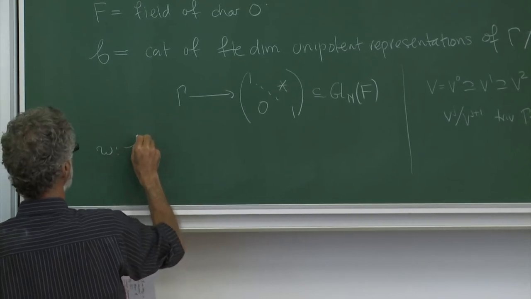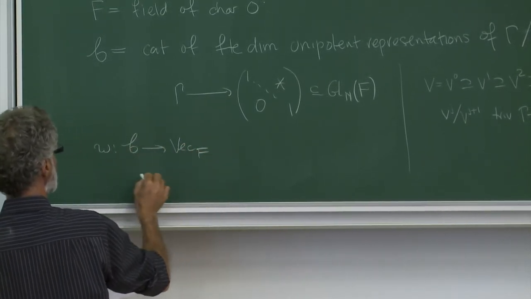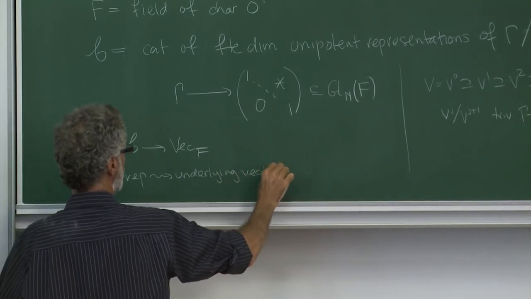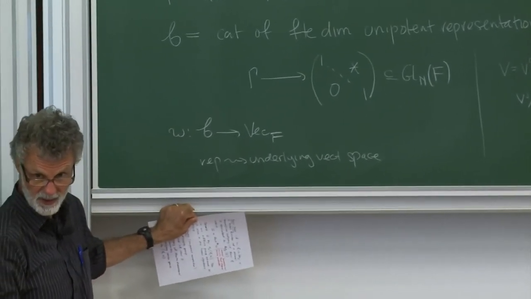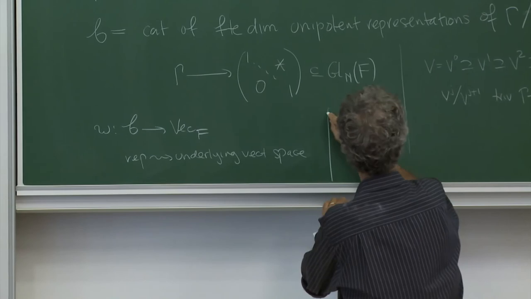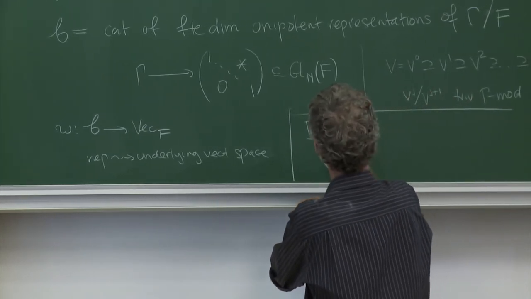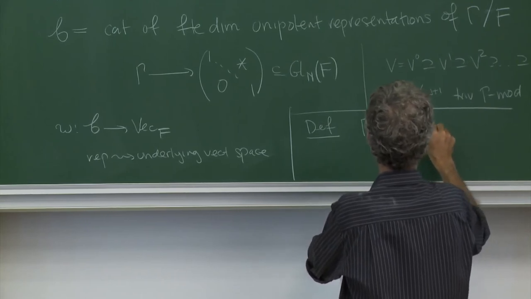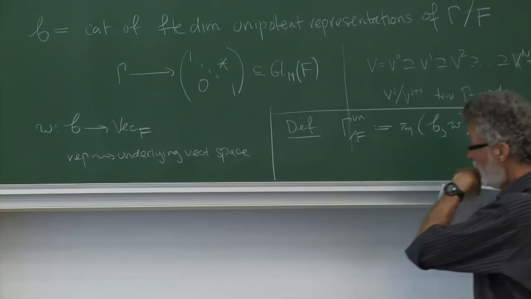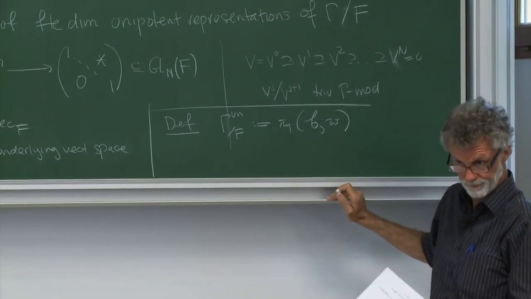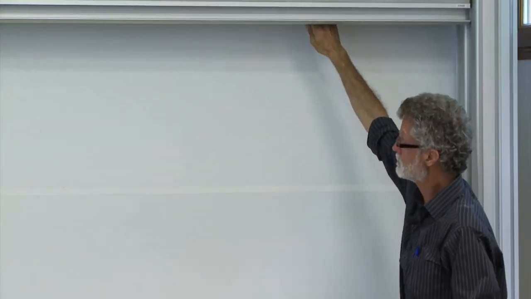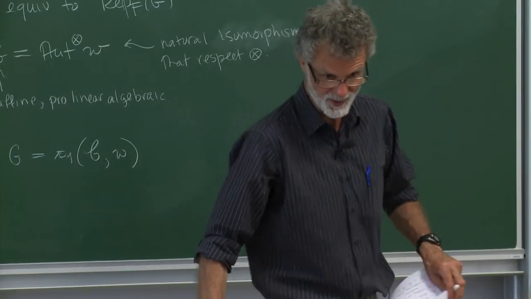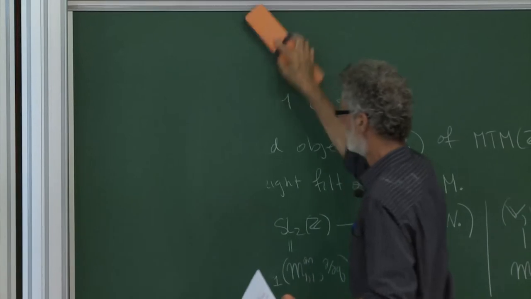So omega takes C into Vec_F. It just takes a representation to its underlying vector space. So it's clearly faithful. It's clearly exact. And so the definition of unipotent completion is that gamma unipotent over F is defined to be pi 1 of this category with respect to this fiber functor. If you're as good at Tannakian categories as Francis is, you can easily work with this definition. There are others. Maybe I should say something.